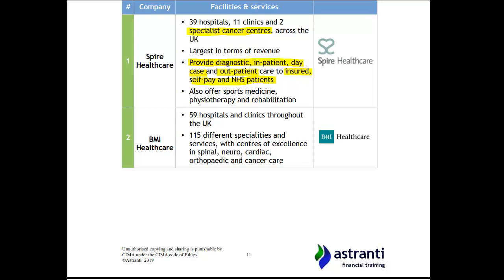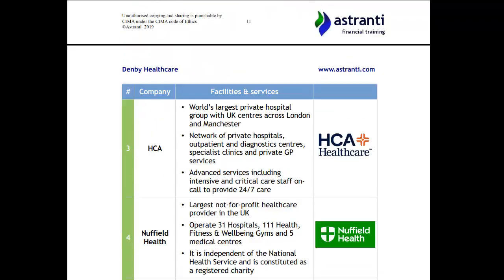But they also provide a sports medicine service, which is called the Perform service, which focuses on providing high quality physiotherapy and rehab to professional sports players, sports coaches and sports teams. So you can see it's quite a diverse range of operations that some companies offer.